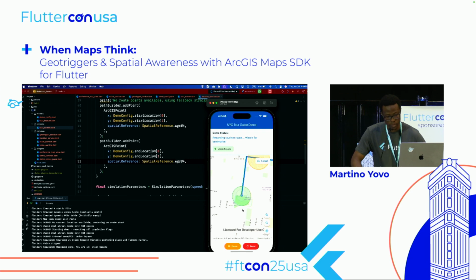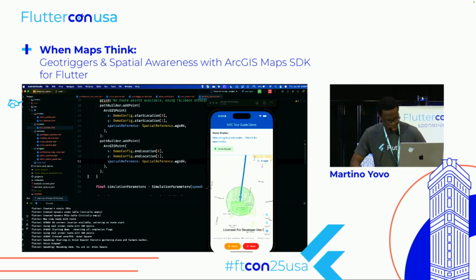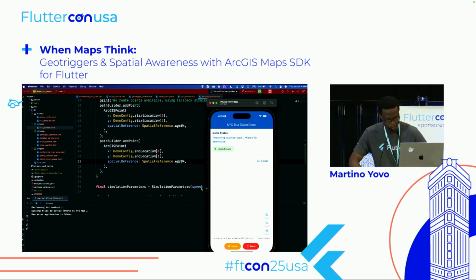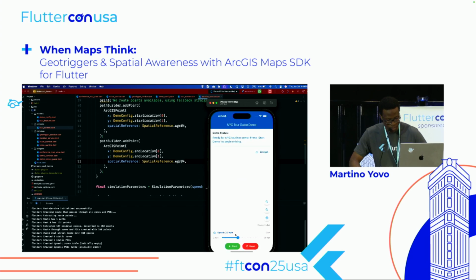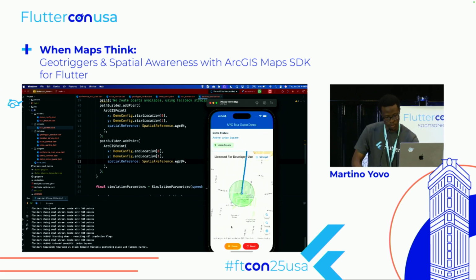Resuming demo. You are in Union Square. It's pretty slow, the speed is 4. Let me restart and do it again. I will increase the speed. Starting at Union Square, historic gathering place and farmers market.